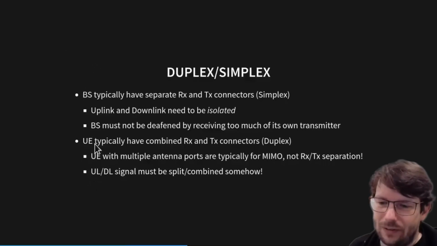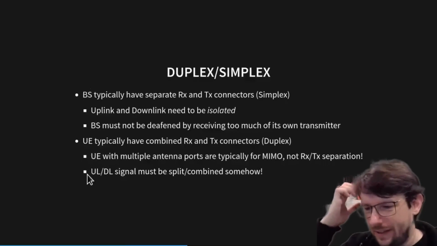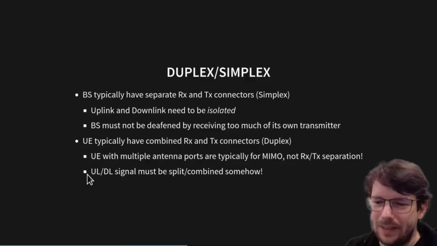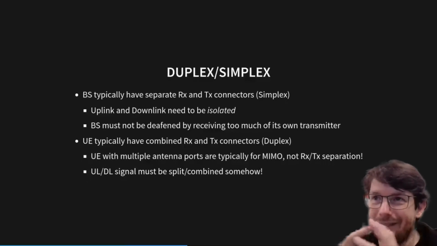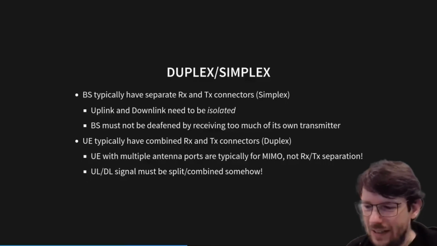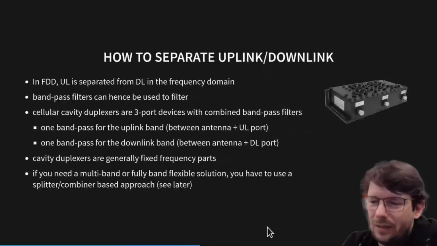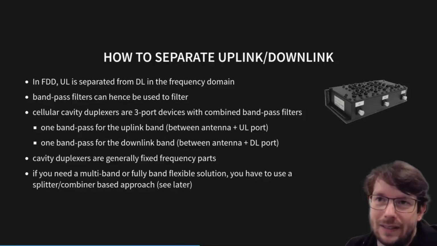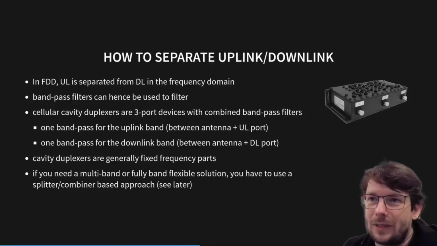So for the purpose of interconnecting such a typical base station with a typical UE, we somehow need to split the signal from the UE to the base station, and combine the signal in the other direction, right? Because one device has 2 ports, the other one has 1 port. How do we interconnect those? And that is where normally in cellular networks, a cavity duplexer comes into place, which uses a property of the system that it is frequency division duplex, meaning that the uplink frequency is separated from the downlink frequency in the frequency domain.